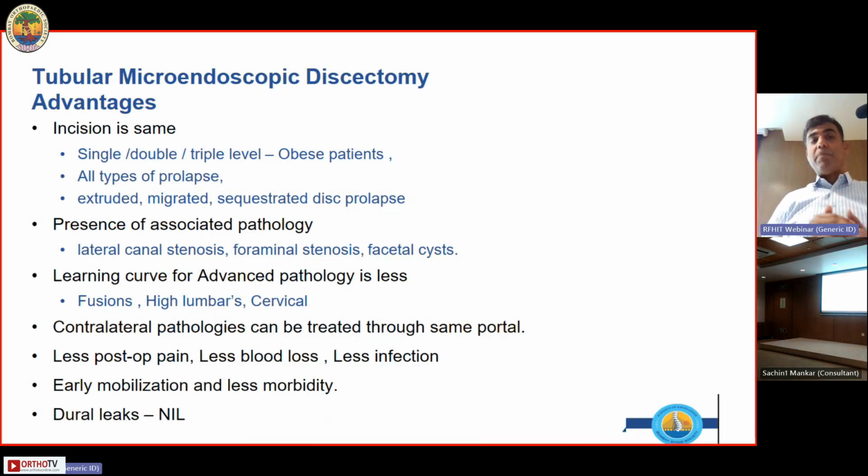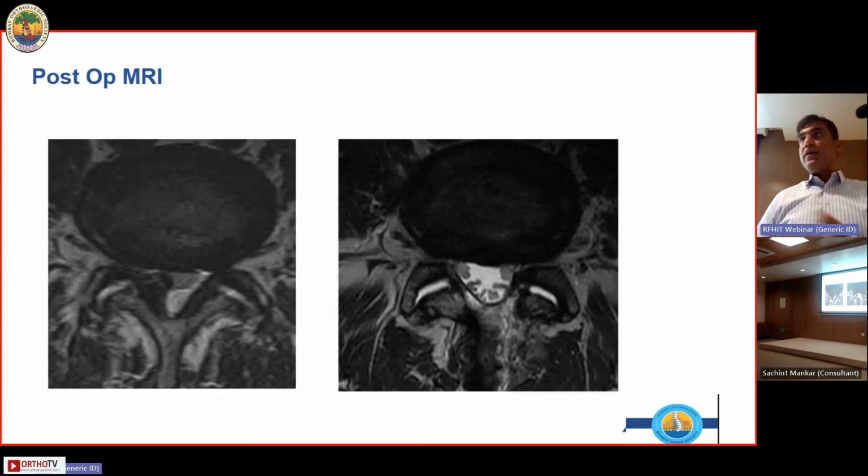So the advantages are plenty. It is a dynamic, reproducible procedure. The learning curve of microdiscectomy can be utilized to do even complex procedures in lumbar, thoracic, and even in cervical spines, and particularly in dural leak cases with absolutely nil dead space. These are far more forgiving surgeries. The contralateral pathologies also can be dealt with by this tubular technique, which in a McCulloch retractor or a standard microdiscectomy may be difficult. Just some post-op MRIs, because there are many of us who ask whether you can really achieve the same amount of decompression or not.